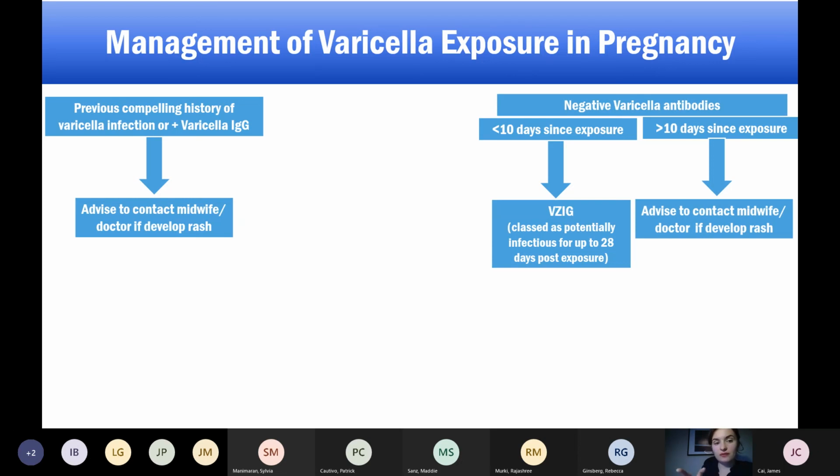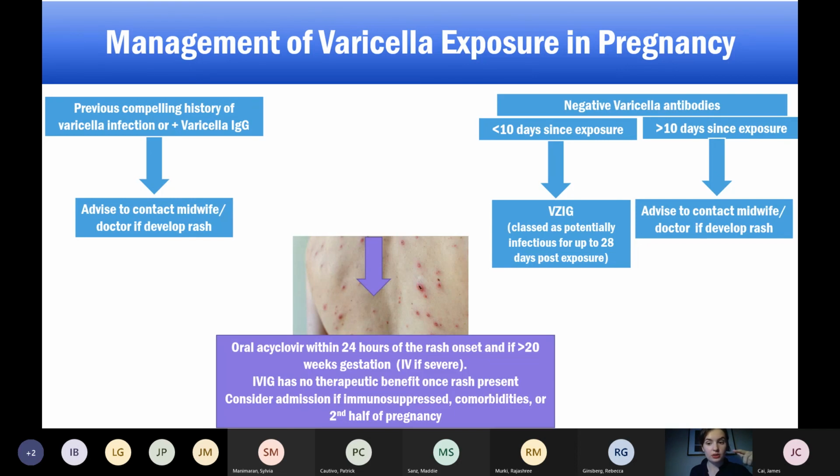So let's say Mrs. Fowler does develop a rash. What are we going to do? The mainstay is antiviral therapy at that point. IVIG isn't going to cut it. If she develops a rash, it's going to be oral acyclovir within 24 hours of the rash onset, if they're over 20 weeks gestation, because that's when the problems can occur. And you would consider other measures, so send into hospital if there were other added comorbidities as well.